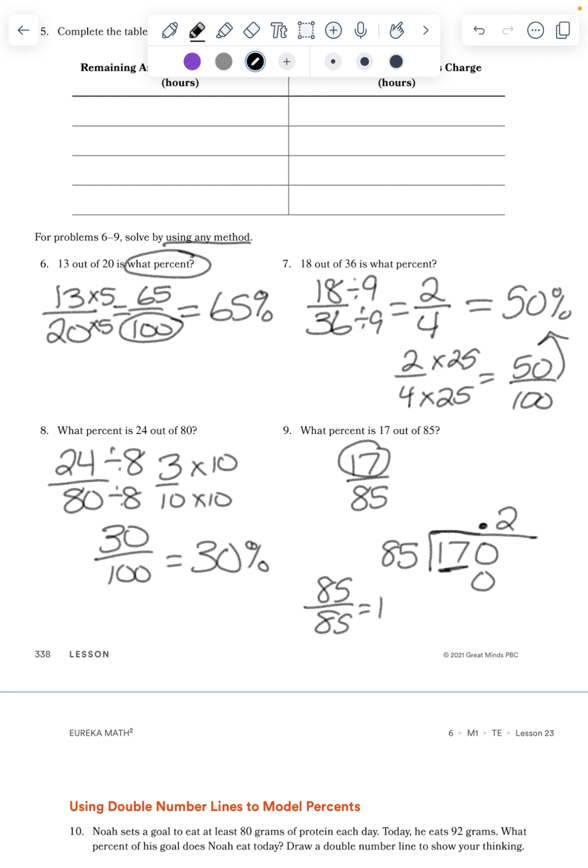2 times 5 is 10, write 0, carry my 1. 2 times 8 is 16 plus 1, 17, so 170. Subtract and you get 0, so you are done. So your answer is 2/10. But remember, we want to change this to a denominator of 100. So we're going to do times 10 over times 10. So we end up with 20 hundredths, which is 20%.